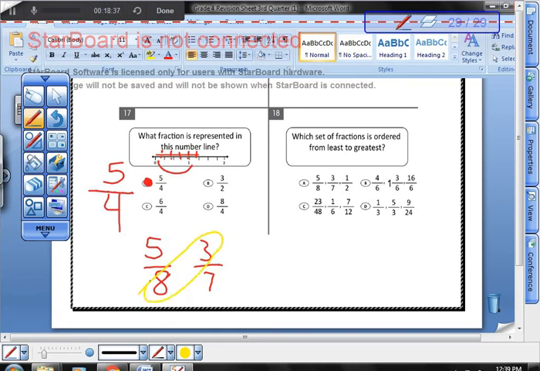Let's multiply 3 times 8, yes, 24. 7 times 5, which is 35, which is greater than 24. So actually 5 out of 8 is greater than 3 out of 7, which is not correct. This is not correct. Okay, let's see.